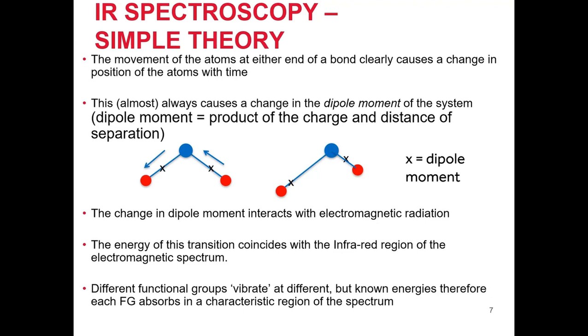Now this change in position is what happens when the correct energy, given by light in the infrared region of the electromagnetic spectrum, hits the molecule. It causes it to vibrate. Each type of bond or functional group will vibrate at a different but known energy. And that means that each functional group will give an absorbance in a different position on the infrared spectrum. And it's this that allows us to work out what functional groups are present within a particular molecule.